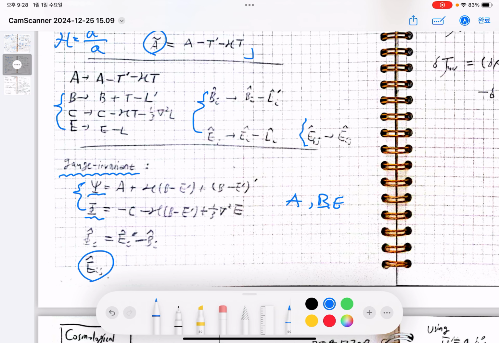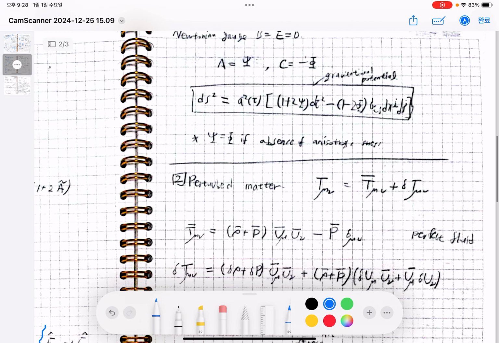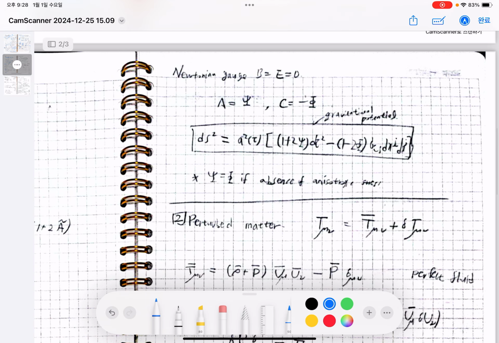And here we will use some specific gauge, which is B and E equal to 0. And we'll define, in this case, A and C are just given by psi and minus pi. And in the absence of the anisotropic stress, the potentials psi and pi are the same, and the pi actually represents the gravitational potential, and we discussed what is the meaning of this pi.